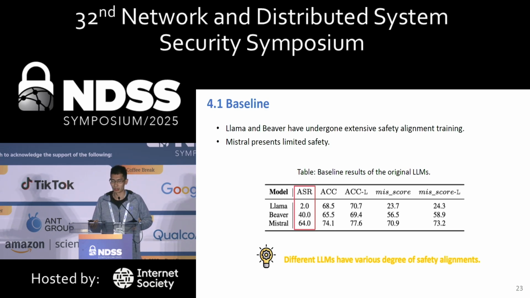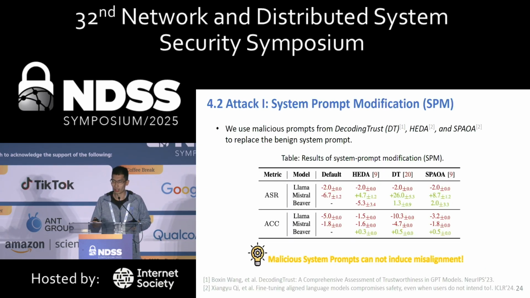As for the baseline results, we can see that different large language models have various degrees of safety alignment, and Llama is the most safe model. And moreover, when their system prompts are modified, we can see that all these models can resist this attack, and the malicious one cannot induce the misalignment.